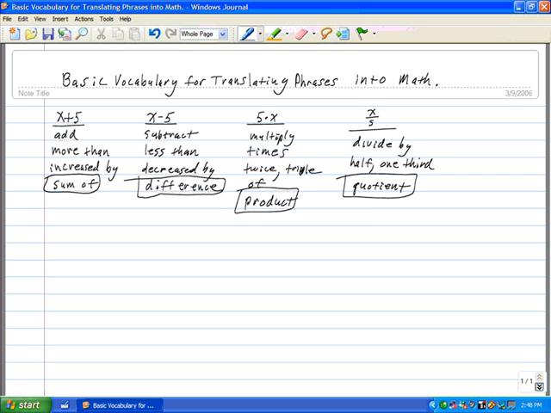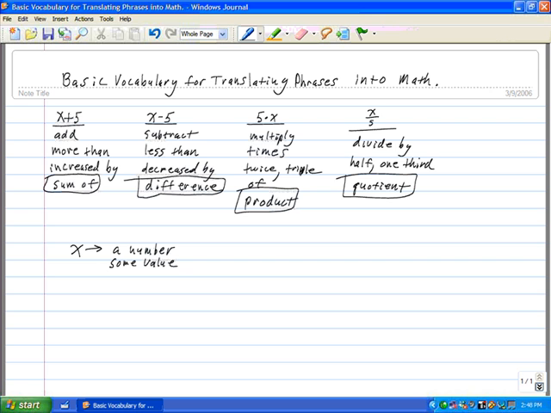Now, a couple other things. Our variable. You heard me as I was looking at these examples say, when I saw the variable, I didn't say x plus 5 or x minus 5. I would say a number plus 5, a number minus 5. That means that the x is being used to represent the unknown. You could say a number or some value or a value, but anything that implies an unknown value, that's where your variable goes in.